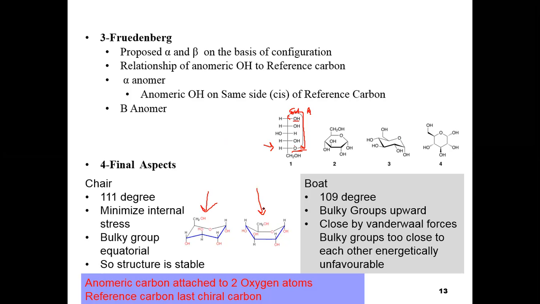Here we can see the carbon substituents are present equatorially, while in the boat structure, the axial presence of the groups can be noted, while the bulky groups are present upwards. Here you can see bulky groups are present upwards, and because of this structure, there may be a van der Waals interaction between these molecules. Because of this interaction, internal stress is created on the molecule, so the structure is energetically unfavorable.